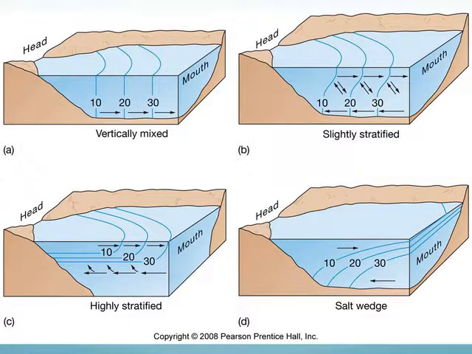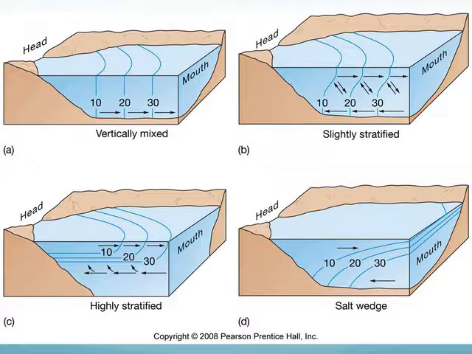Okay, so in this example right here, this image is straight from your textbook. Image A, which is the top left-hand corner, is that of a vertically mixed estuary. So you can see the head, which is the mouth of the river, and the mouth, which is the ocean side. And you can see as you go away from the river, the salinity increases, and it's the same throughout the entire water column. So in this case, the flows from the river and the flows from the ocean equal each other, and are well mixed.